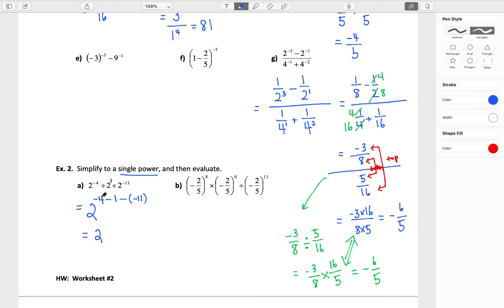So you can use your calculator. Negative 4 minus 1, and minus negative 11 becomes positive 11. So once you punch it in, it becomes 2 to the 6. So we just simplified to a single power. And then in order to evaluate, punch in 2 to the 6, like 2 times 2 times 2 times 2 times 2 times 2, and that will give me 64.